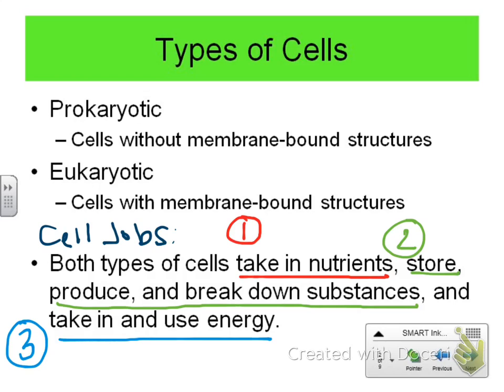Okay? So 3 main jobs, no matter if it's a prokaryotic or eukaryotic cell, those are the 3 main things that a cell is working to do for us. Okay? Are there any questions about that?